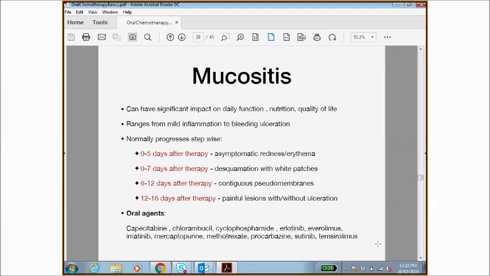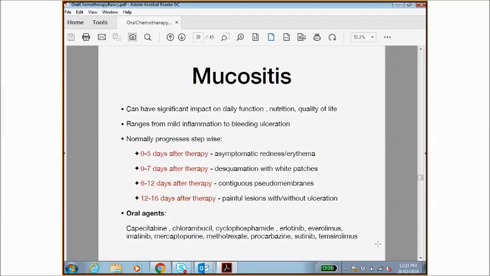So mucositis also can have a very significant impact on daily function and their nutrition. They're already maybe deficient in their nutrients, and now they're not able to eat, and their quality of life suffers. And I find in the community a lot of people come in with this problem and might be looking for Boost or something that they can eat because their mouths are so sore. It can range from mild inflammation to bleeding ulceration, and it seems to progress in a stepwise fashion.